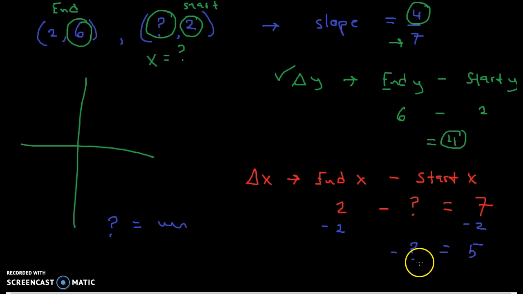Okay? Well, the last thing we have to do is get rid of the negative. We can divide both sides by negative 1. That cancels off our negative, leaving us with the unknown number is equal to 5 divided by negative 1, which is just negative 5. So the unknown number, the x value we were looking for here, has to be negative 5. And that should hopefully make sense.